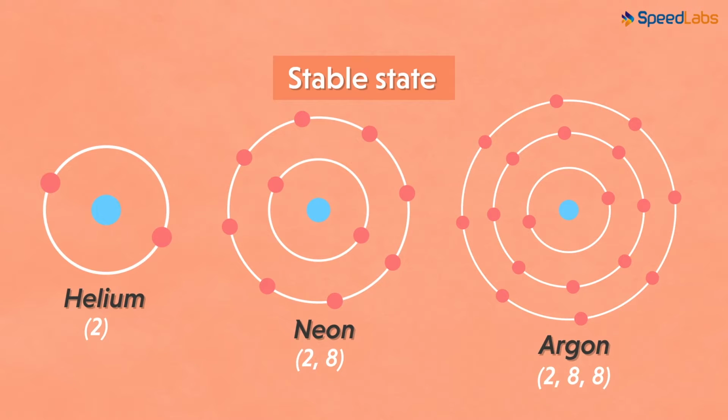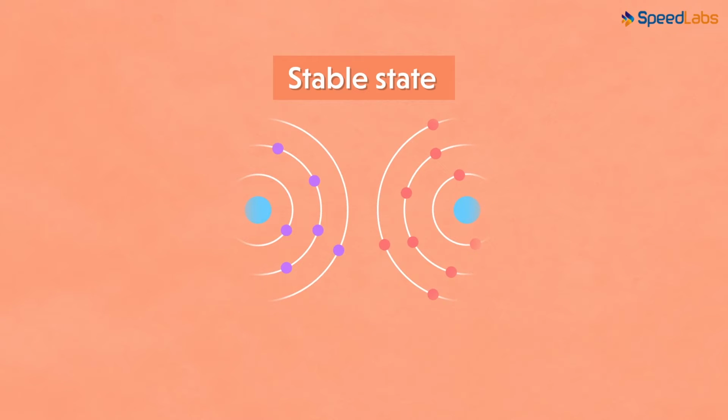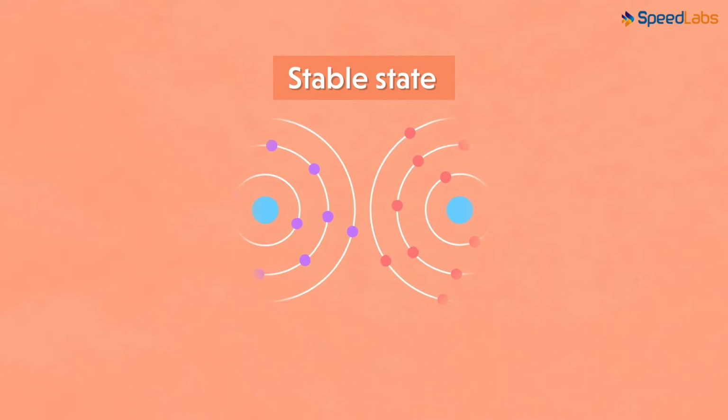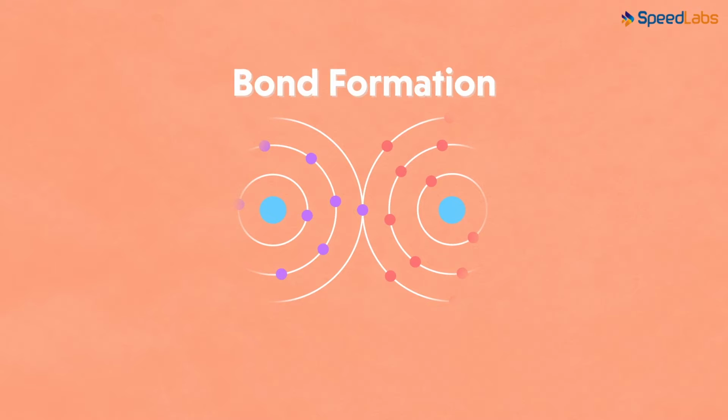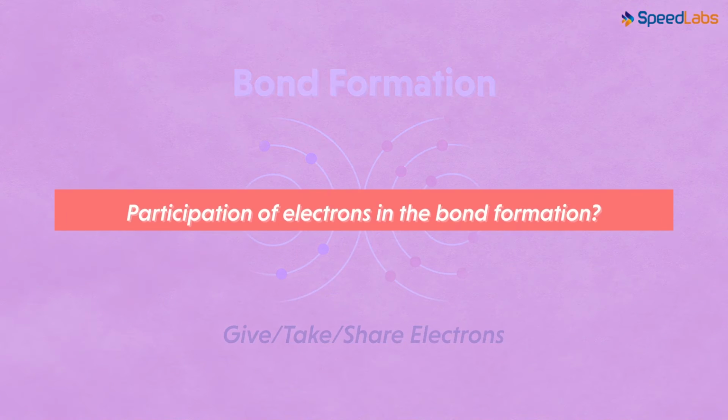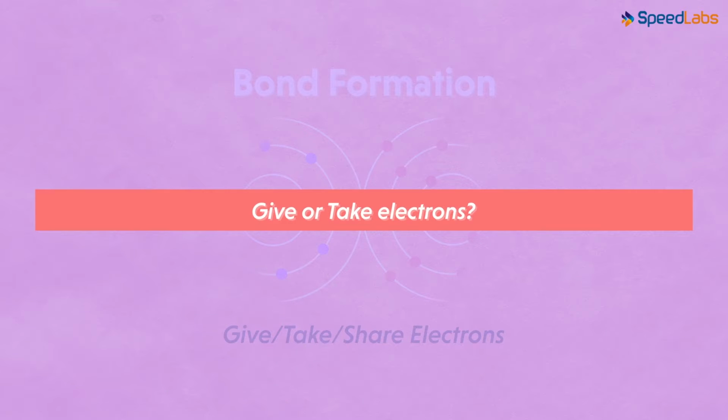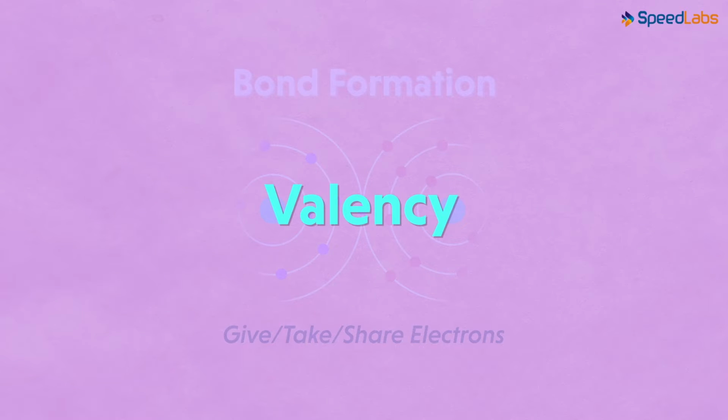But what about the case of atoms which do not have this octet? Yes, they will participate in bond formation. That means they will either give or take or share electrons. But wait, who decides how many electrons will participate in the bond formation? Or who tells the atoms if they have to give or take electrons? Well, the answer to these questions is valency. Let's understand this concept in detail.